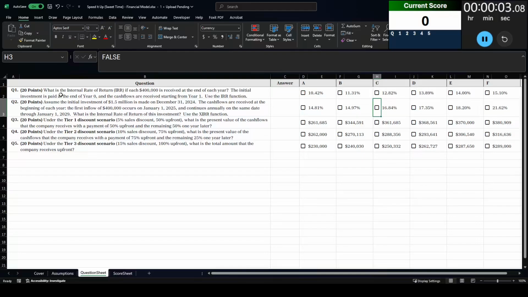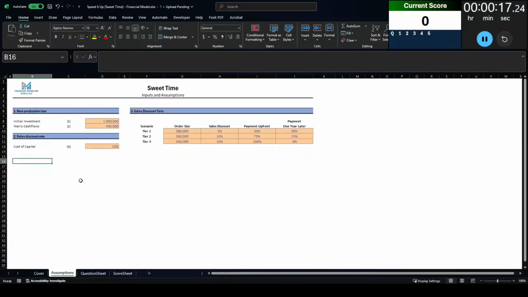So question 1 asks, what is the internal rate of return if each $400,000 is received at the end of the year? The initial investment is paid at the end of year 0, and the cash flows are received starting from year 1. Use the IRR function. All right, so let me just do Q1, and let me do year. And we're going to do 6 years starting at 0. So that's going to be year 0 to year 5.